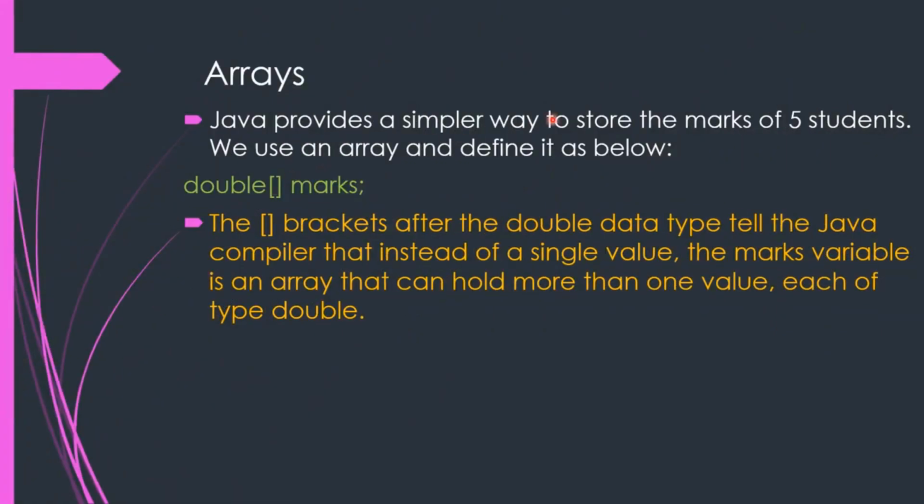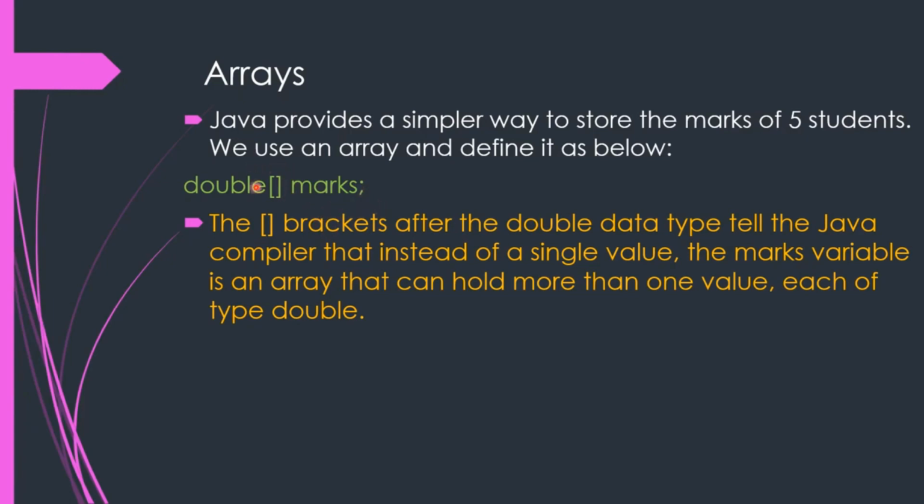Now, Java provides a simpler way to store the marks of 5 students. Now we are going to see how we will store the marks of 5 students using an array. We have defined the array here. You already know double, it's a data type, and marks here means the variable that we are going to use. At last we have put a semicolon, as we do in Java programming to end a statement.